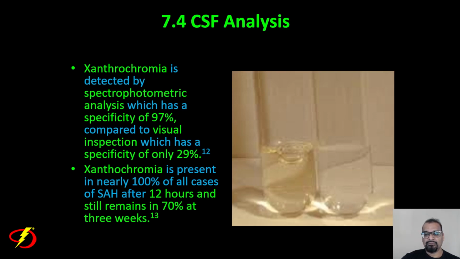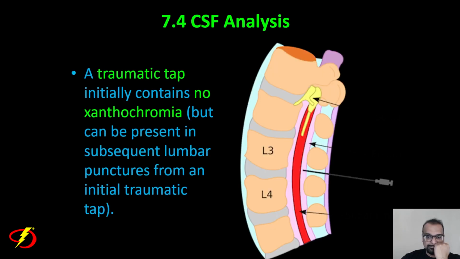Another reason spectrophotometric analysis is very important is, look at this example here. This is xanthochromia. It's very hard to delineate that from clear cerebrospinal fluid. So again, we don't want to use visual inspection. We want to use spectrophotometric analysis.